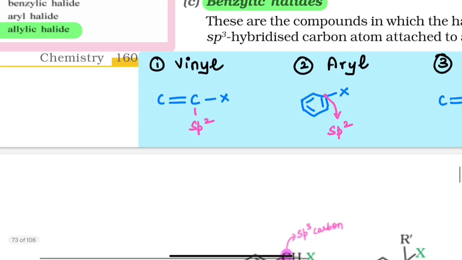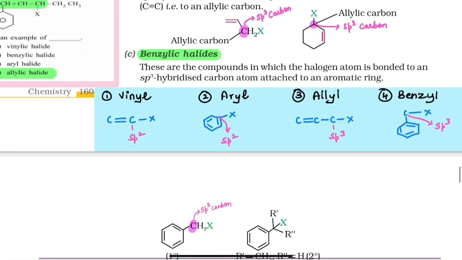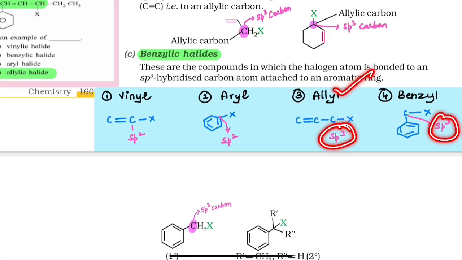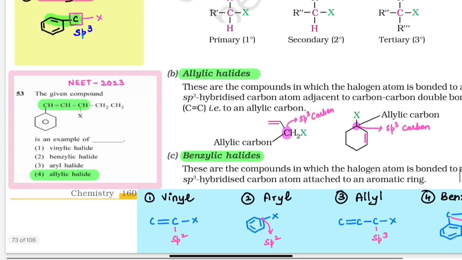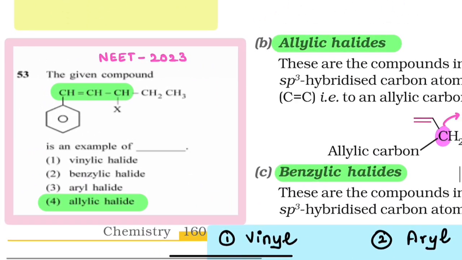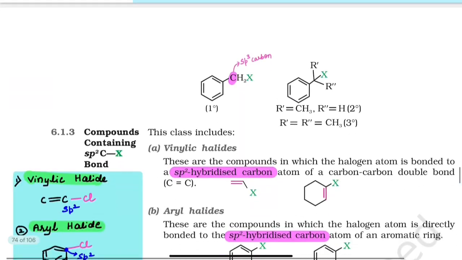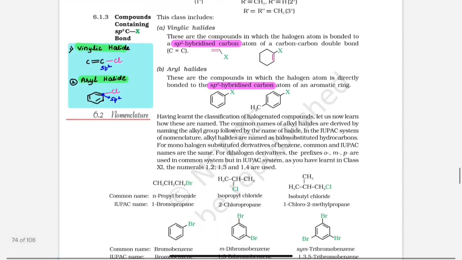So if it is an sp3 carbon, what are the two options for us? sp3 carbon means it will be allylic or benzylic. So we will see. And this carbon is attached to a carbon-carbon double bond, which is outside the benzene ring. Therefore, it is allylic halide. So this is how you have to answer. This much you should know from this page.